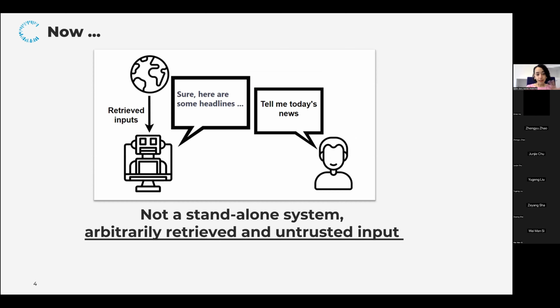Now, with the current setup of using LLMs in applications, LLMs are no longer a standalone system. Based on the application, they are fed with external input at inference time. This could be search results, emails, and so on. However, there is little or almost no control over the input that the model can digest, and therefore these retrieved inputs can be untrusted.